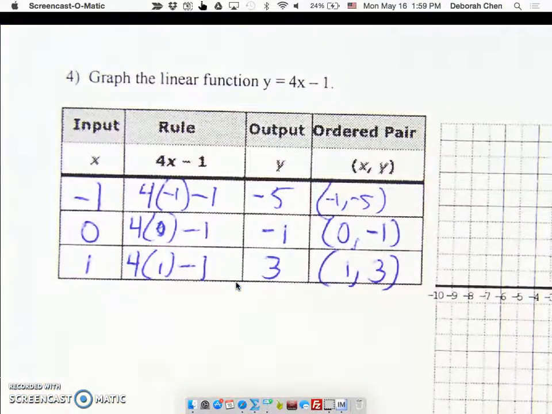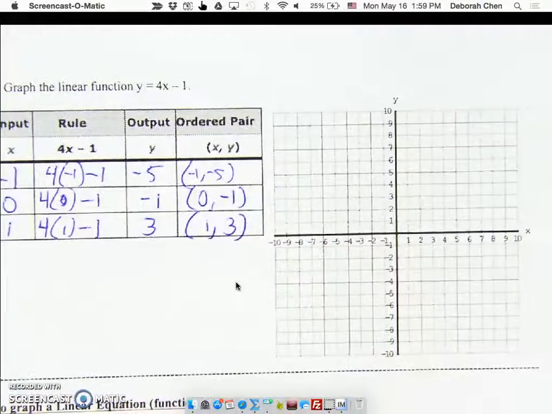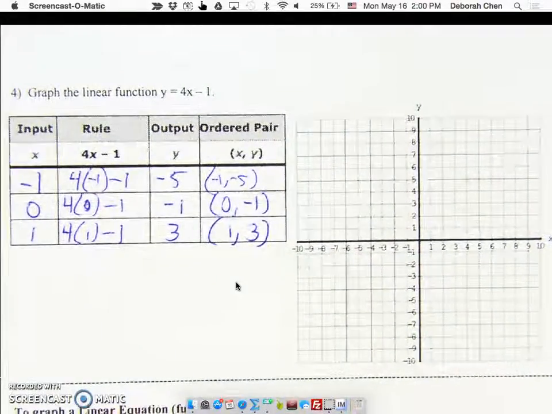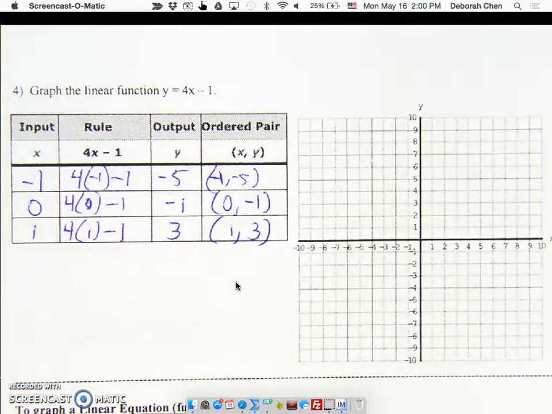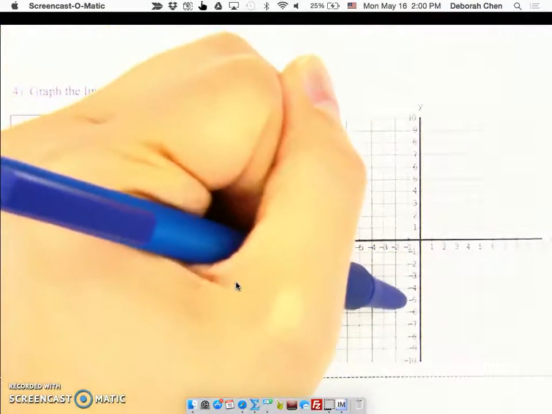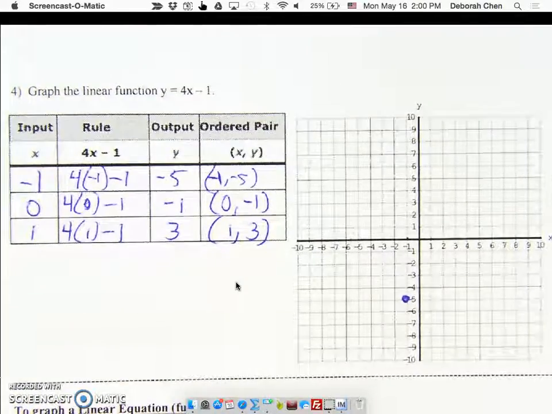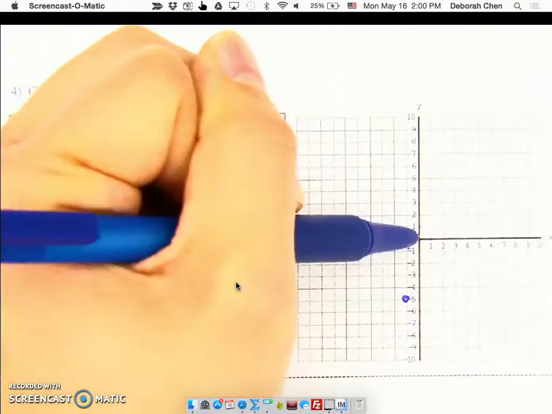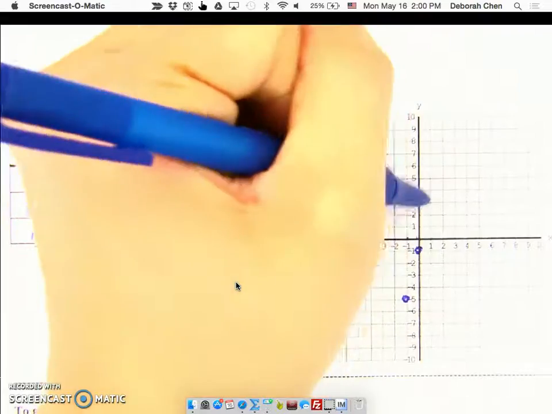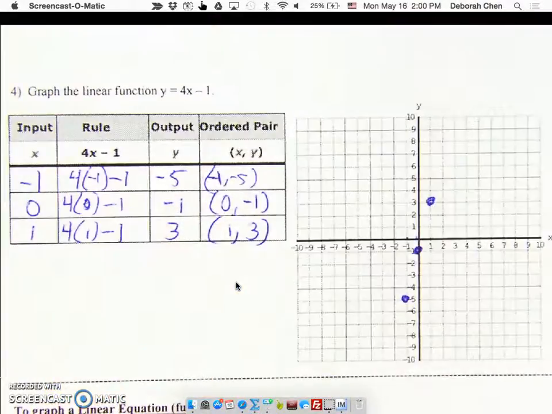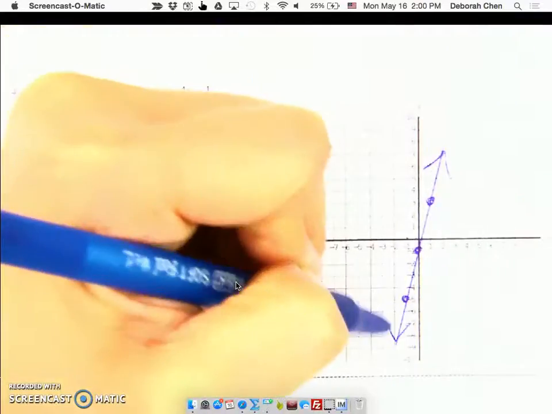So now taking this, we're going to graph it on our coordinate plane here. We have negative 1 means to go sideways 1, and then down to negative 5. The first number is x, that's always side to side. Second number y is always up and down. Now we have 0, negative 1, so 0 and then down negative 1. And then sideways 1, up 3. I know you don't have rulers, just do your best to draw a straight line through all of those points, and make sure you draw arrowheads at the ends of your line here.